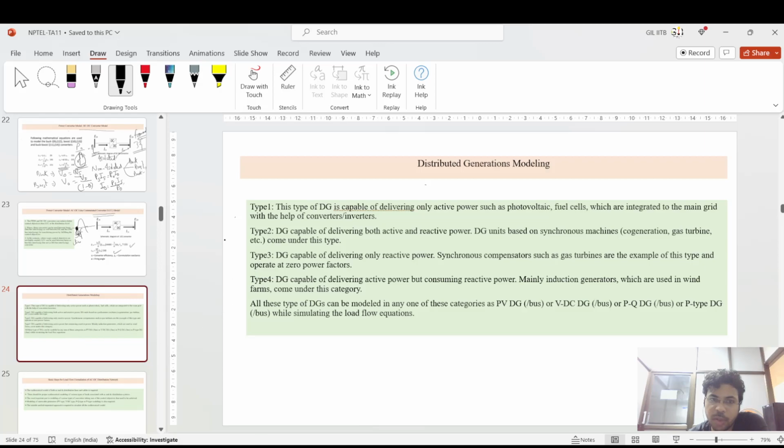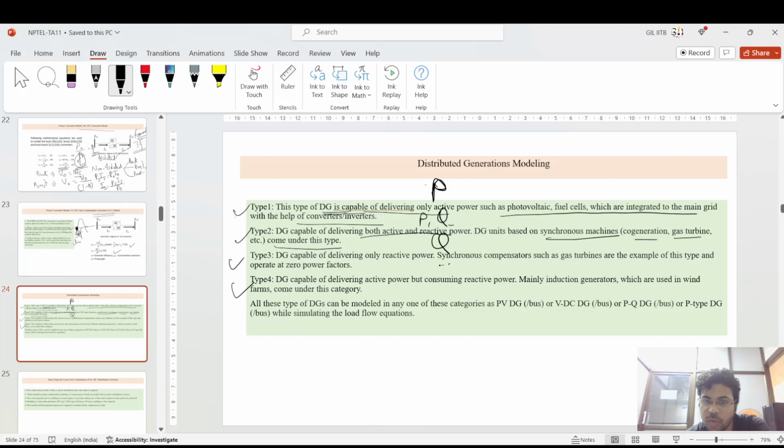Okay. Coming to this distributed generator modeling, there are multiple types of modeling systems. There's type 1, type 2, type 3 and type 4. In type 1, the DGs, the distributed generators, are capable of delivering only active power. Only P is being delivered from photovoltaic and fuel cells which are integrated to the main grid with the help of converters. And type 2 is capable of delivering P and Q as well. And these are the types of synchronous machines, that is gas turbine, that come into this picture.